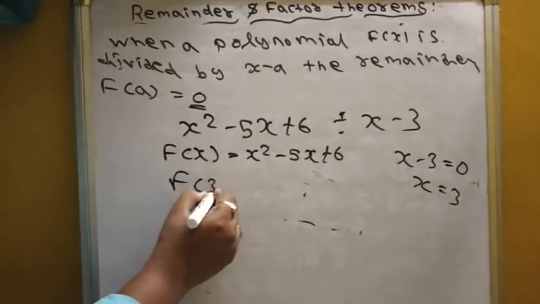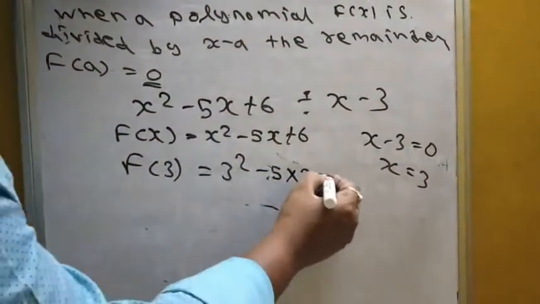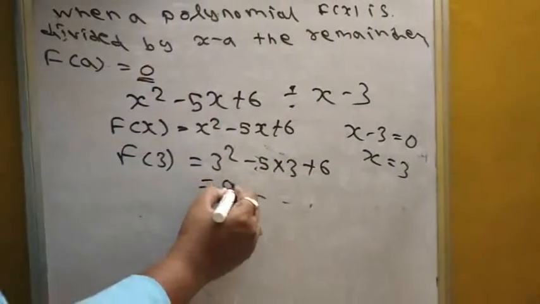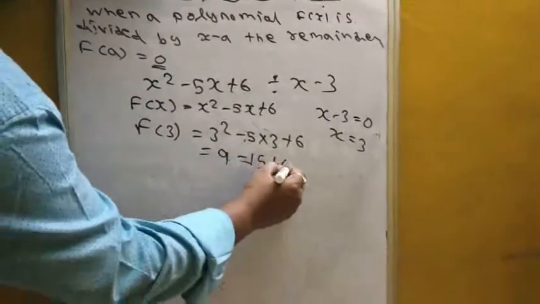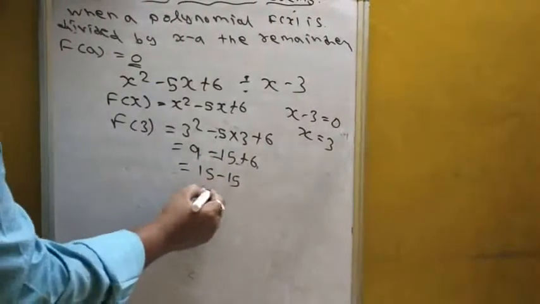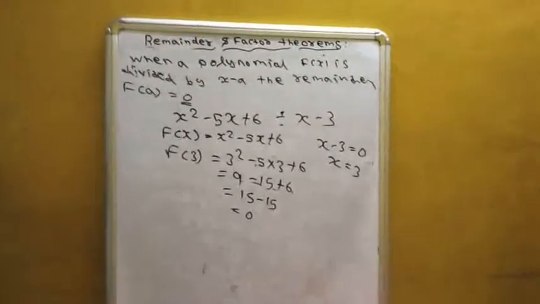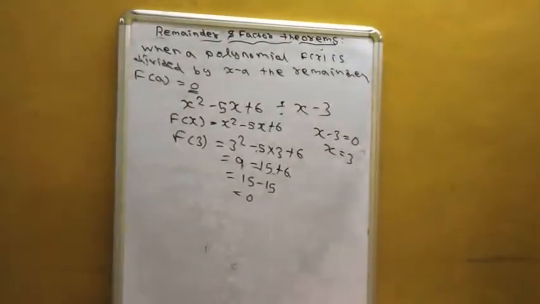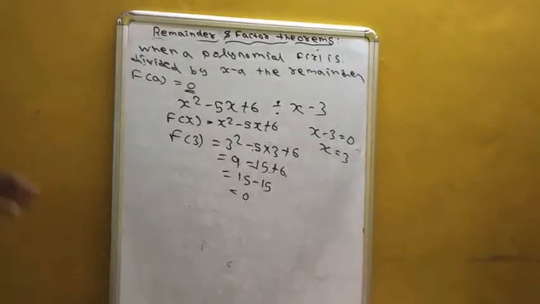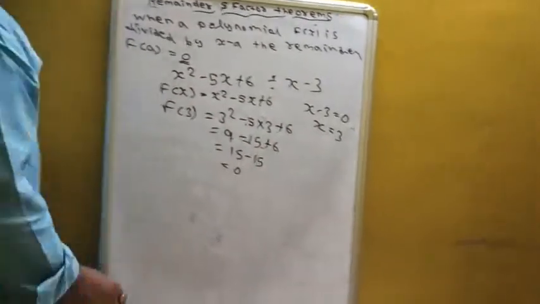So what you have to do? F of 3. F of 3 equal to how much? 3 square minus 5 into 3 plus 6 equal to how much? 9 minus 15 plus 6. So 9 plus 6 equal to 15, minus 15 equals 0. So here what is coming? 0. 0 means that is the factor. If the remainder is coming 0, then that is a factor of that polynomial, you can say.